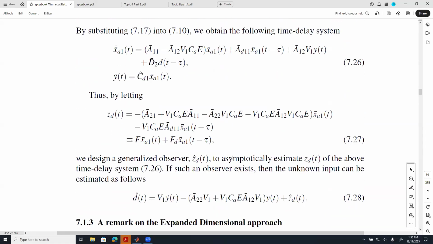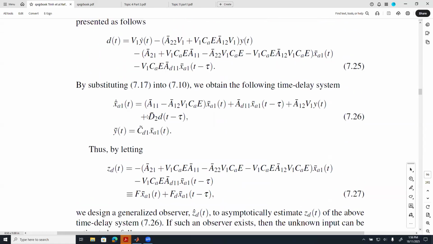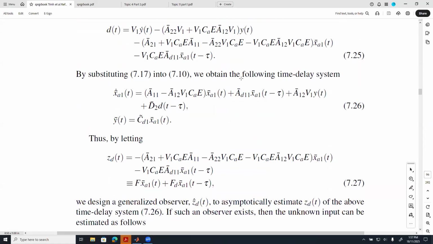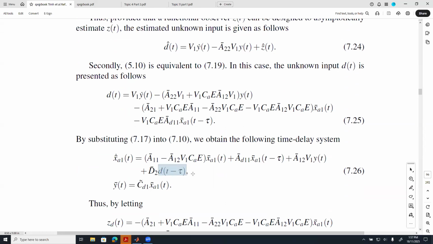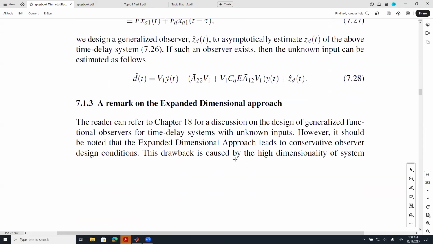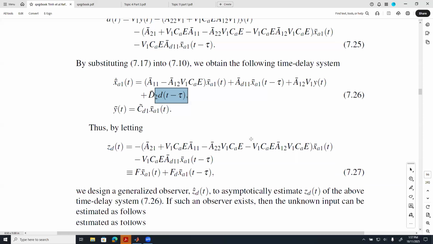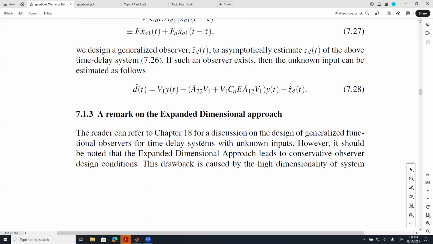Because it actually results in a higher order time delay system compared to the ones in chapter 5. And because of the presence of the unknown input in the time delay system, that also causes more conservative conditions, and that's exactly what we found during our investigation of this approach. To be able to design a generalized functional observer for this time delay system with an unknown input, we developed some results on that. We obtained some existence conditions, and one of the conditions is the unknown input decoupling. So that imposes another constraint onto the design of the observer, and that's where we can see the drawback.